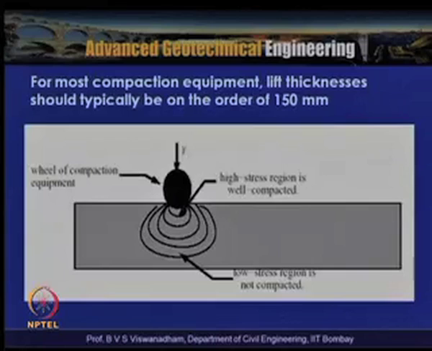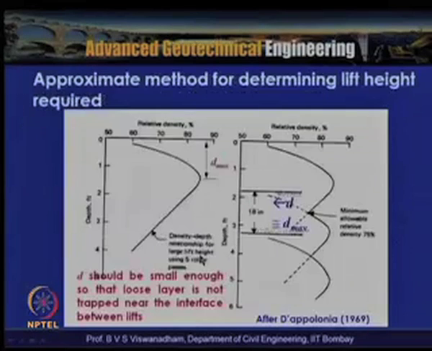In that case, the wheel of the compaction equipment, like a pressure bulb, has a high stress region as well as a low stress region. So, if this is ensured, compaction can be effectively ensured in the field.